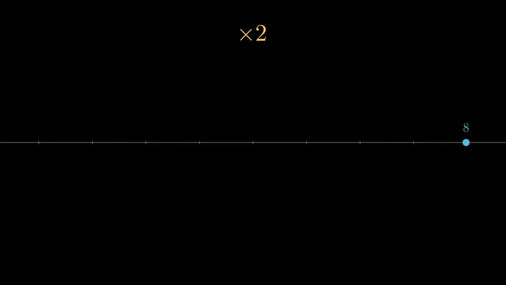Now imagine that after every stretch, the number line stretches back to its original size. Every multiplication will look identical. The point will always travel the same distance. Nothing surprising would happen, but that is not what multiplication does.